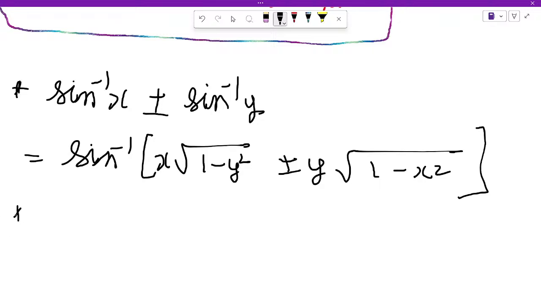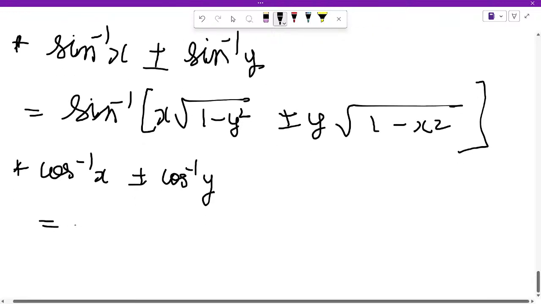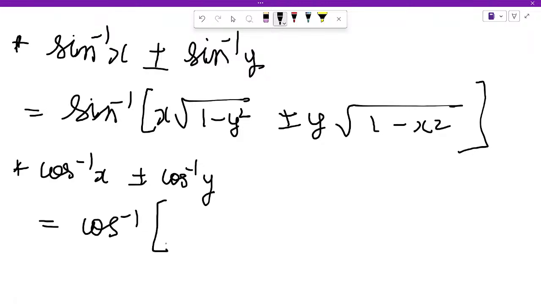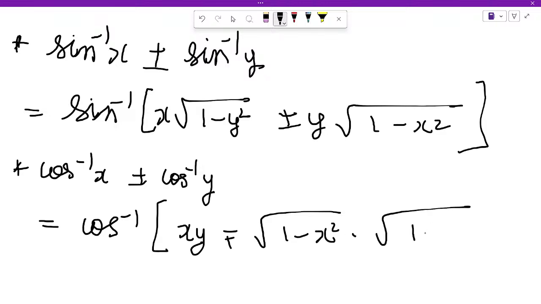The next formula is cos inverse x plus or minus cos inverse y, which will be equal to cos inverse xy. Here I have mentioned plus or minus, but here it will be like this: minus or plus root of 1 minus x square into root of 1 minus y square.